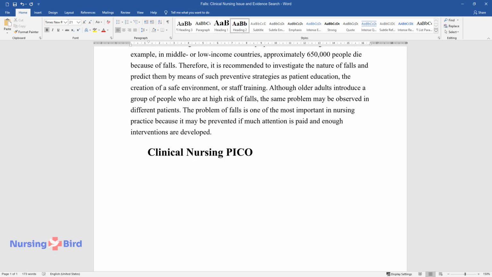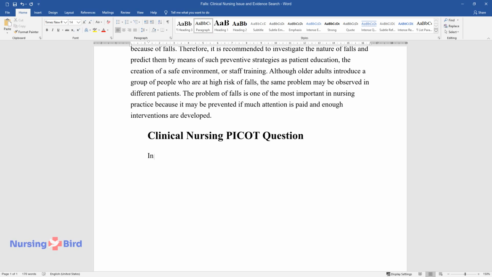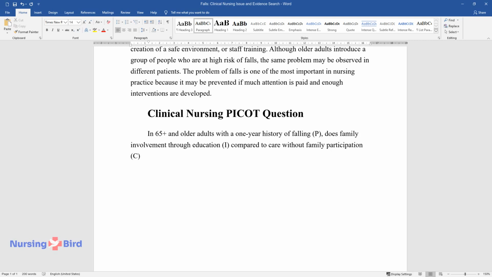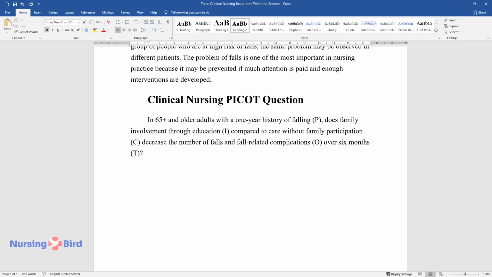Clinical nursing PICO question. In 65+ and older adults with a 1-year history of falling, P, does family involvement through education, I, compared to care without family participation, C, decrease the number of falls and fall-related complications, O, over 6 months, T?